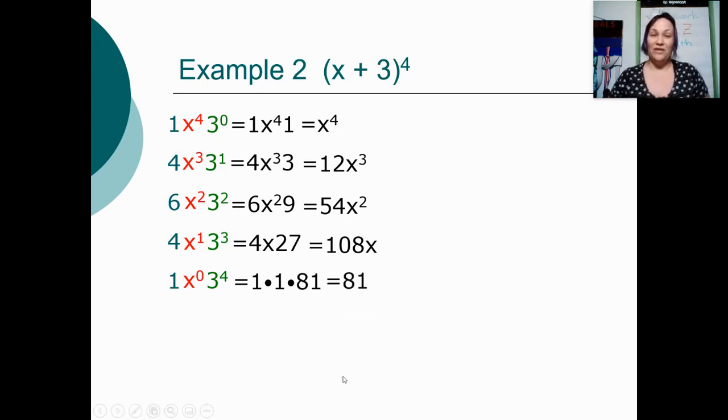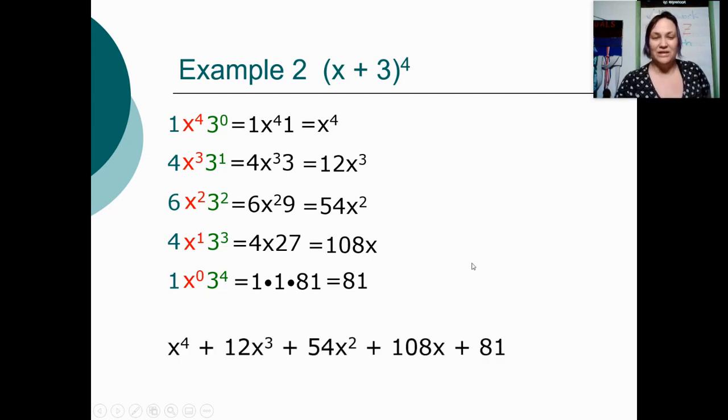And then for my final answer, I just write that as a very long adding problem. We do want to keep it in standard form, so make sure you start with the largest exponent and then work your way down.